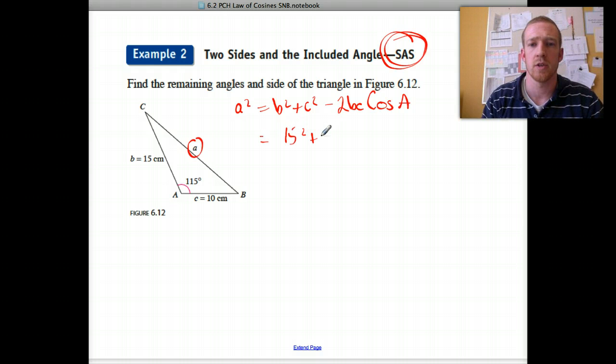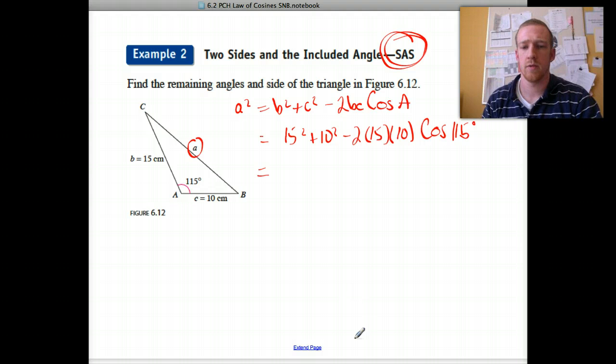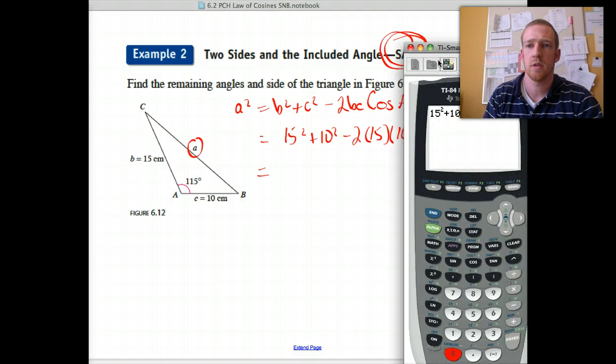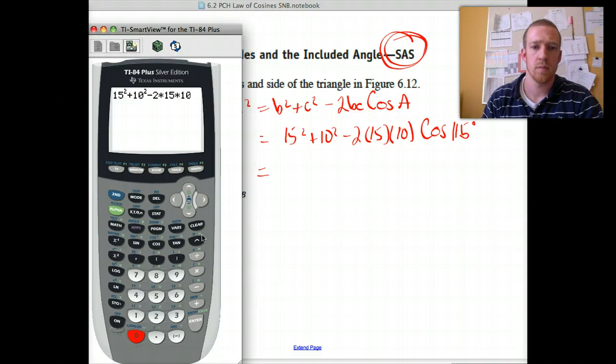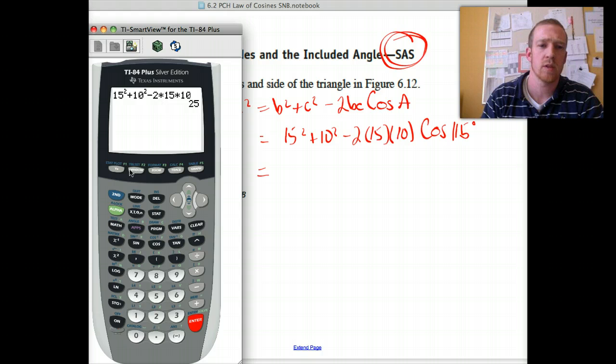15 squared plus 10 squared minus 2 times 15 times 10, and this is just plugging and chugging now, times cosine of 115 degrees. Now if we plug that into our calculators, that's going to give us this. Anytime you don't want to type all this in again, just type second enter, and that recalls the last thing I did. I got to do this times cosine of my angle. I almost forgot. And make sure you're in degree mode when you do these, or you get all wrong answers.